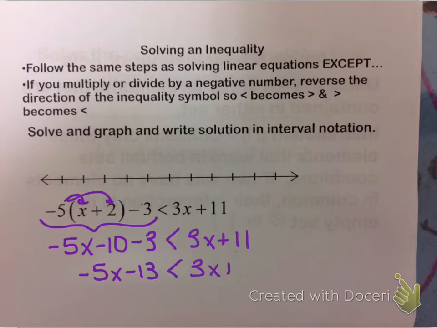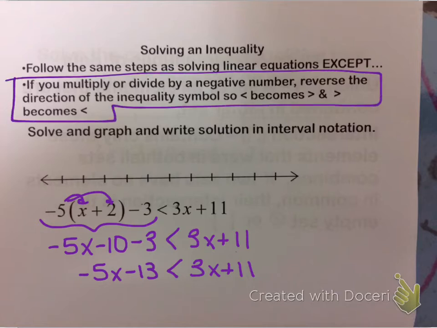And then this side is still 3x plus 11. And then the next steps for solving this inequality would be to start adding and subtracting stuff to move it from one side to the other. Now, if you want to avoid having to change signs, so if you want to avoid worrying about this step, then you want to do what I mentioned in class.